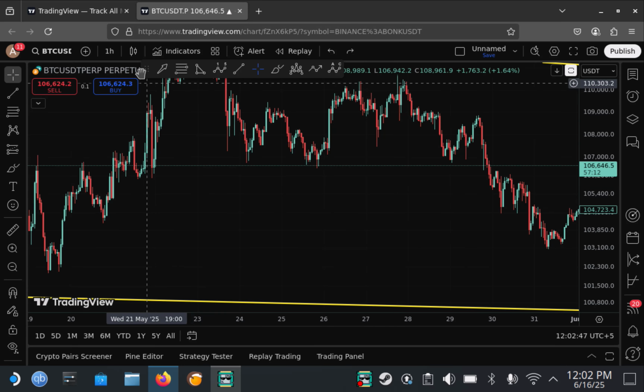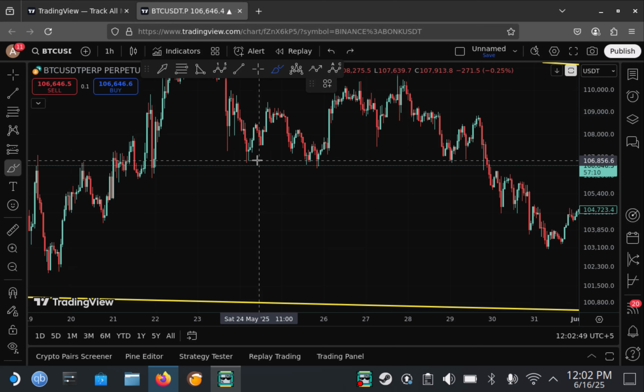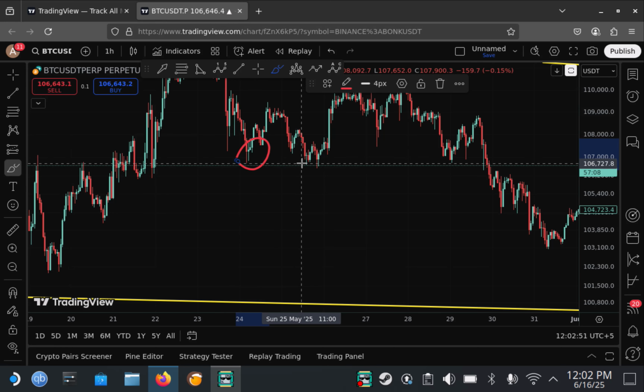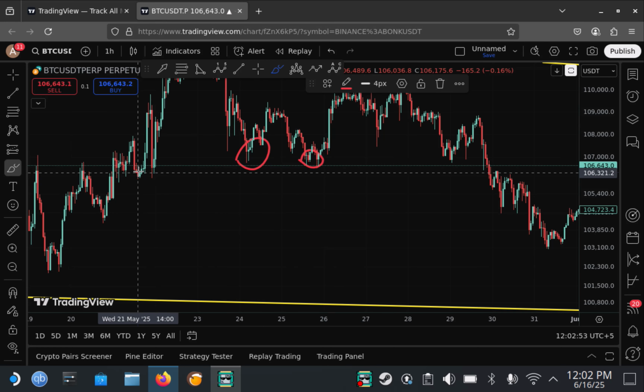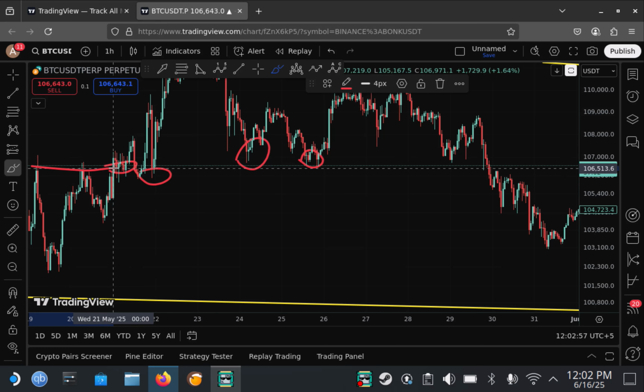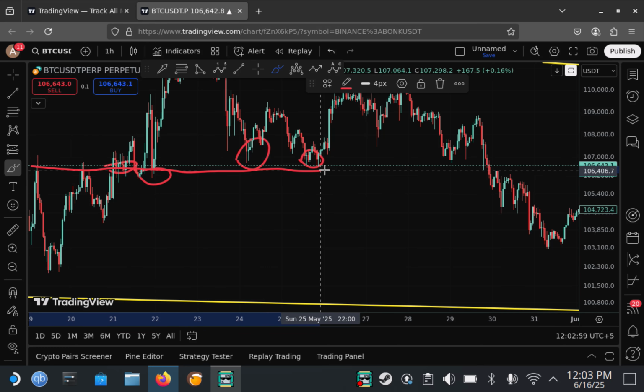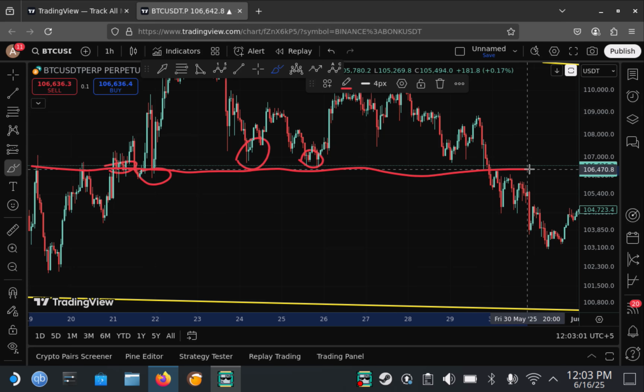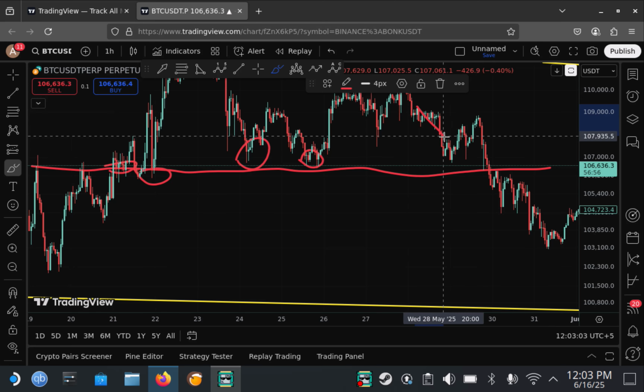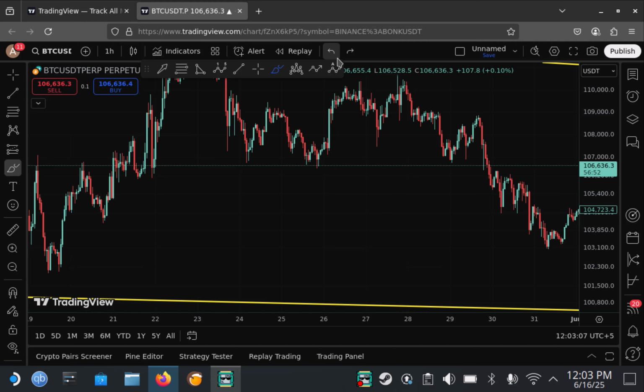So the very same resistance now was acting as support. This is one support, this is another support, this is another support, and another support, and if I actually draw the line, you can see it's pretty much like this. And then it actually acted as another support, the middle of the channel, until we saw another move.